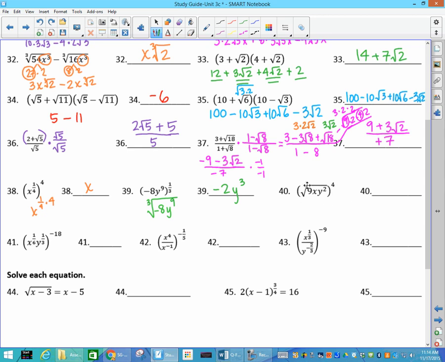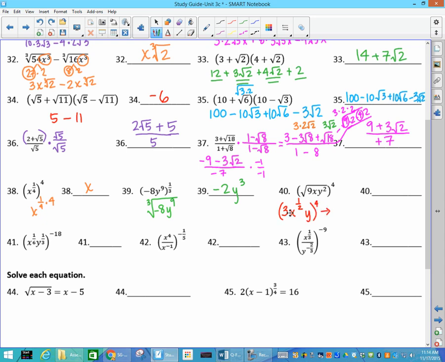This guy, because I have a radical and an exponent and everything, I'm going to simplify him first, and we've talked about that. So I'm going to simplify everything in here. The square root of 9 is 3. The square root of x, I'm going to write that as x to the 1/2. And the square root of y squared is y. And then I raise it to the 4th.